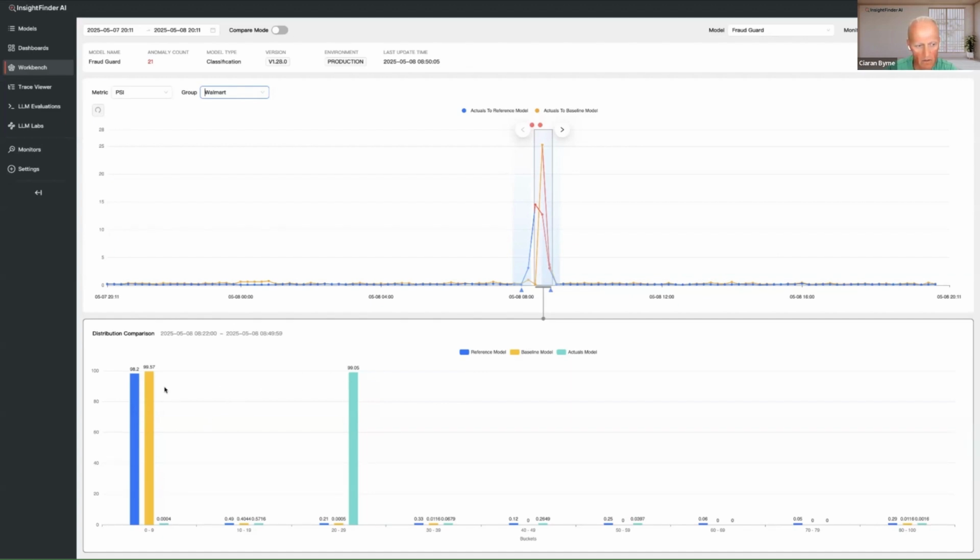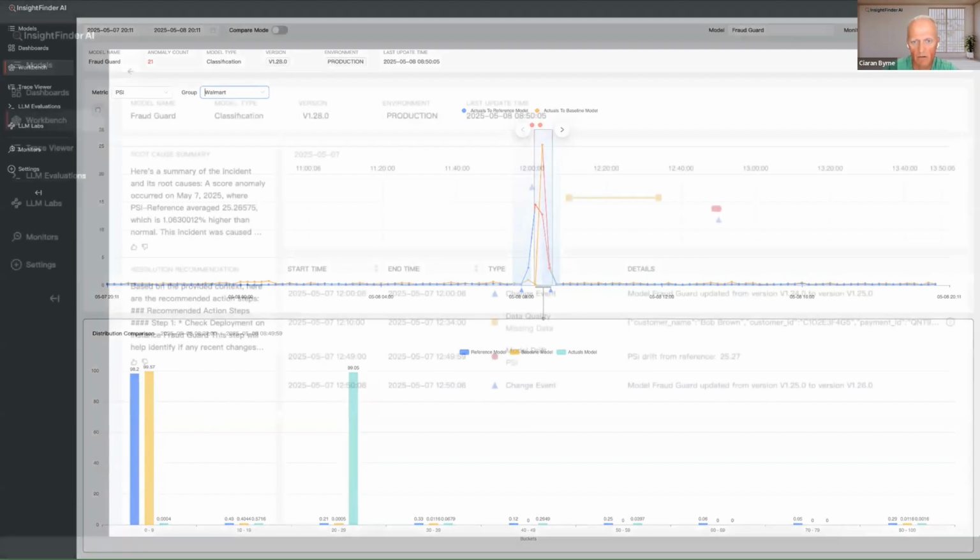So you can see where it's expecting a distribution in these buckets to be, this actual should be here, but the model has actually drifted, where the output of the model is more in this bucket. So that's an indicator that model drift has occurred. So then the next piece of it is, okay, well, why did that occur?